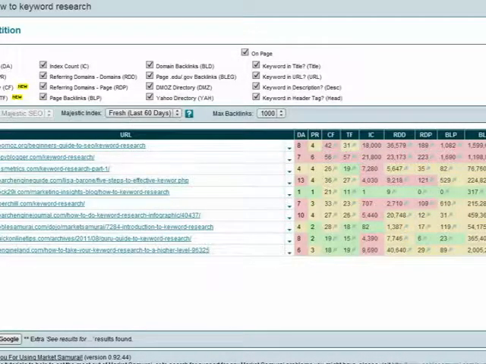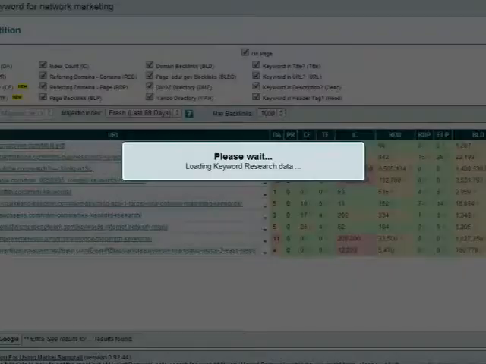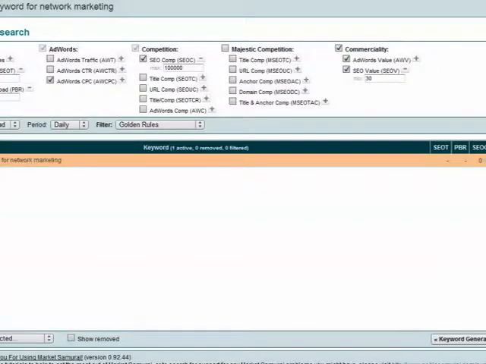Okay, here's another term that I found, keyword for network marketing. Let's go over and look at the keyword analysis first. You can see for keyword for network marketing, it's 0. You're not going to get any. I do have a filter on this, but it's not showing any searches for keyword for network marketing.